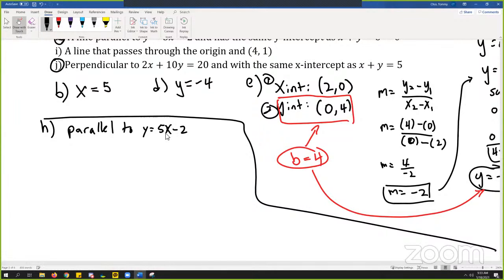Parallel to this line, y equals 5x minus 2. Parallel means same slope, so that means the slope is 5. Done. So there's our slope. The first thing you should always try to find is slope. We can get the slope right away. It's parallel to, so the slope is equal to 5.